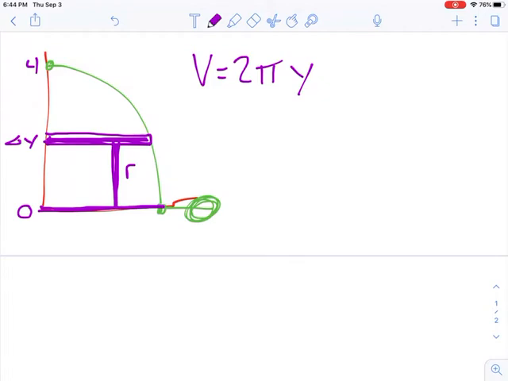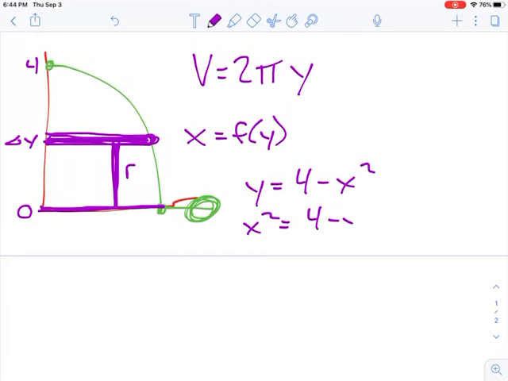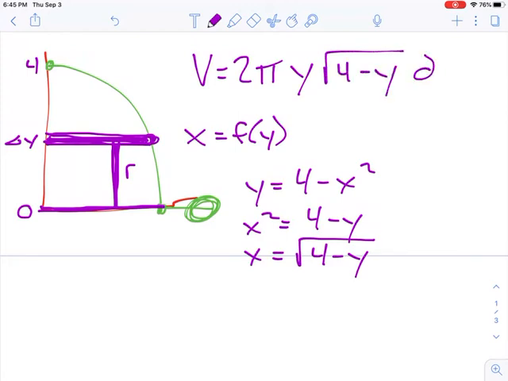And then the height of the rectangle, which is normally the function value. The function value is the height of the rectangle, but we now need to express the height of the rectangle, the function value, where x is a function of y. So we had y is equal to 4 minus x squared. So that means x squared is equal to 4 minus y, or x is equal to plus or minus, we're just going to go with the positive, square root of 4 minus y. So that would go in here, square root of 4 minus y dy.